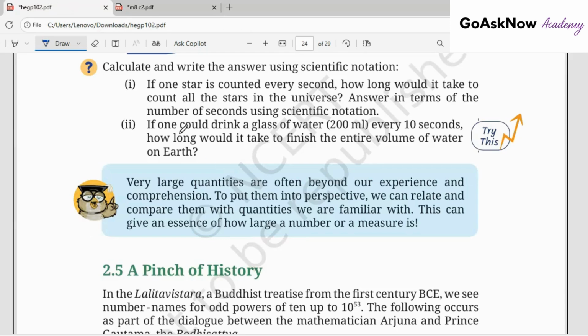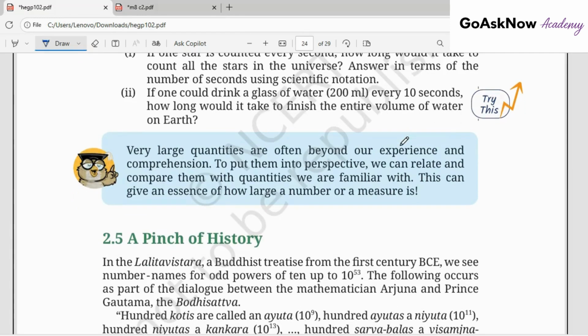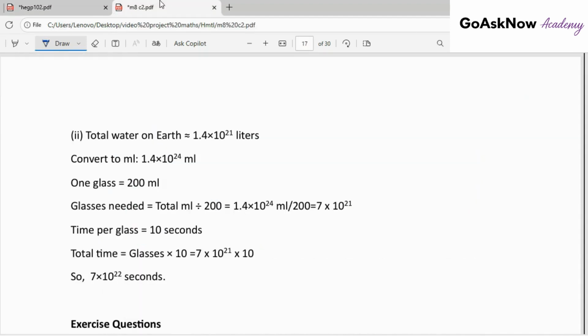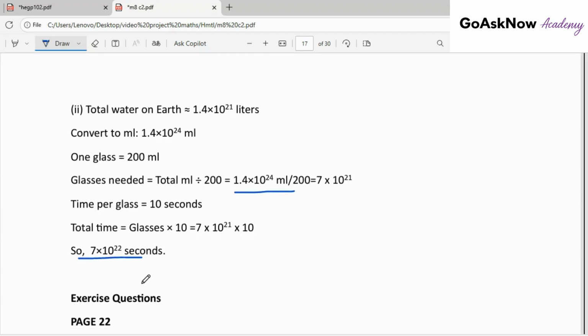Next question. If one could drink a glass of water, 200 ml, every 10 seconds, how long would it take to finish the entire water on Earth? Total water on Earth is 1.4 into 10 power 21 liters. Convert to ml, which is 1.4 into 10 power 24 ml. One glass is equal to 200 ml. Total ml divided by 200 is 7 into 10 power 21. Multiplying by 10 seconds gives 7 into 10 power 22 seconds.